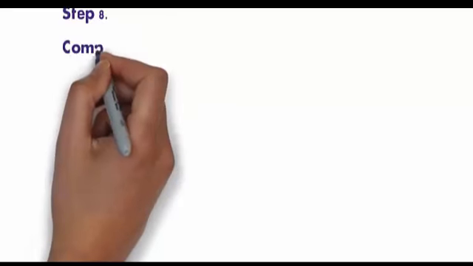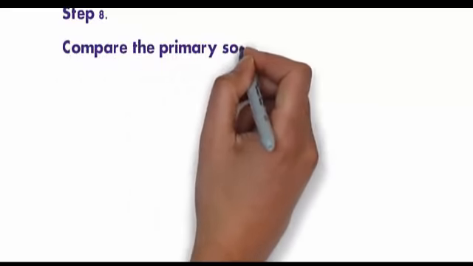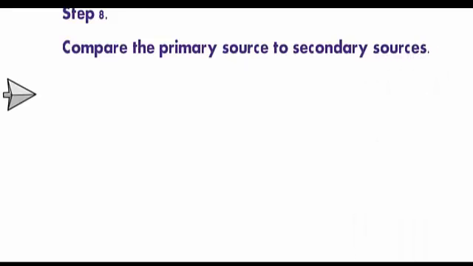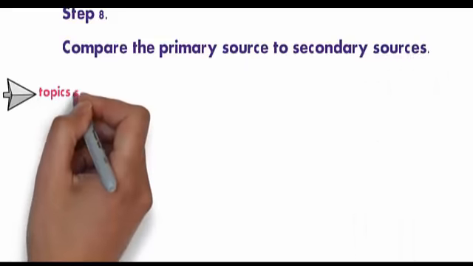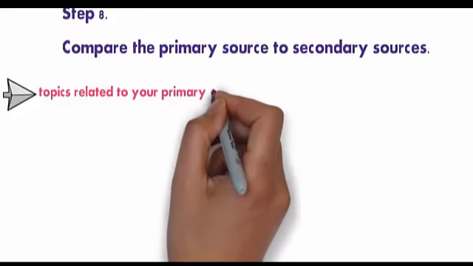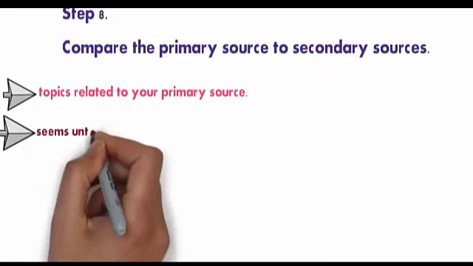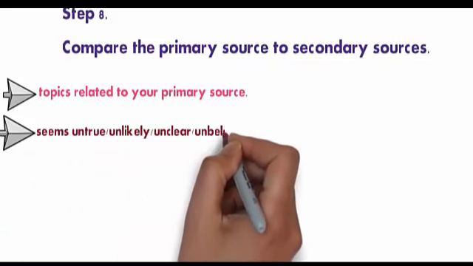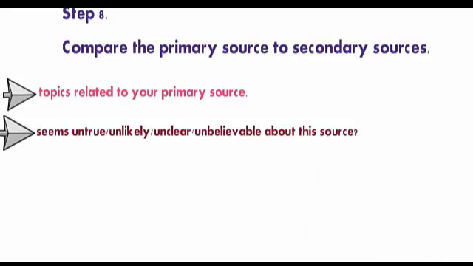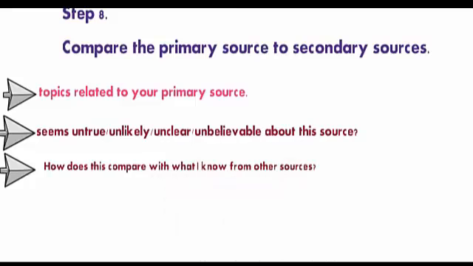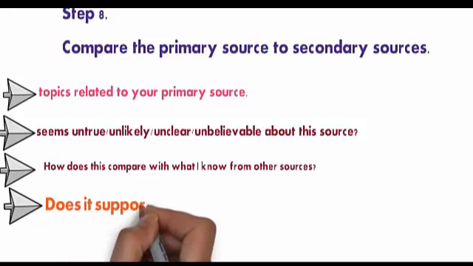Step 8. Compare the primary source to secondary sources. Think about what you have read in textbooks or heard in lectures on topics related to your primary source. Ask yourself, what, if anything, seems untrue, unlikely, unclear, or unbelievable about this source? And how does this compare with what I know from other sources? Does it support those sources or contradict them?